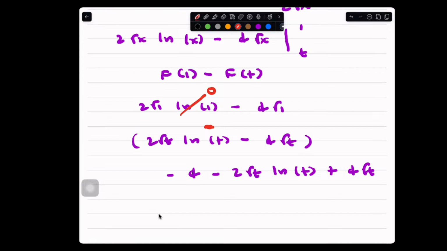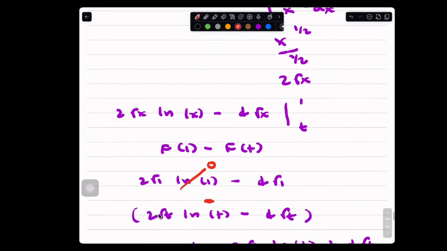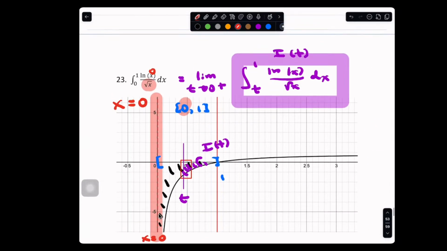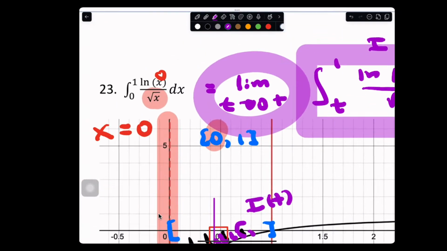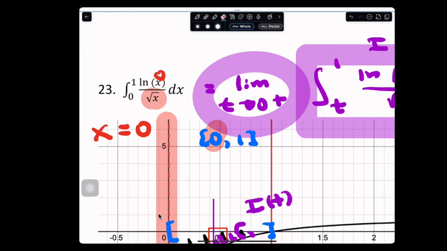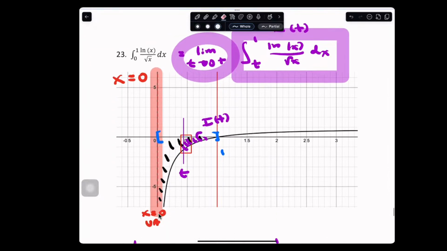All right, just double checking everything. Looks good. Okay, now remember, we have to take this limit now as t goes to 0 from the right. Okay, so I'm going to get rid of everything we have here. Got to take that limit as t goes to 0 from the right.